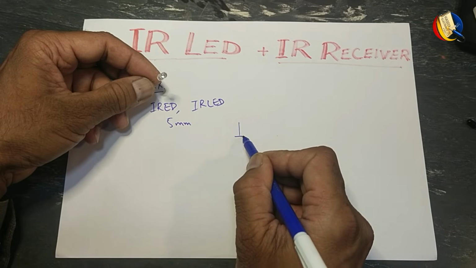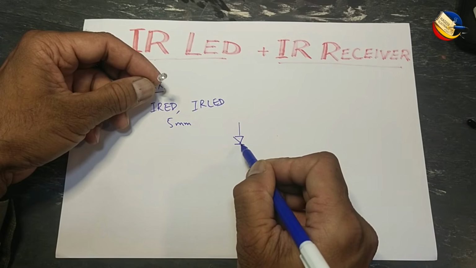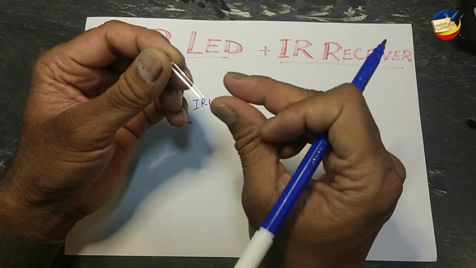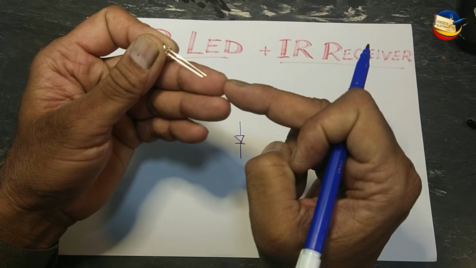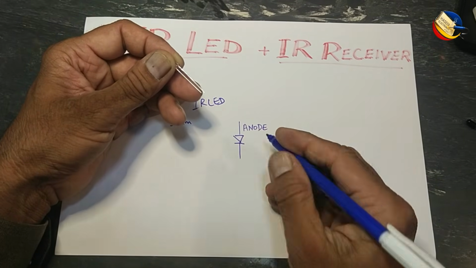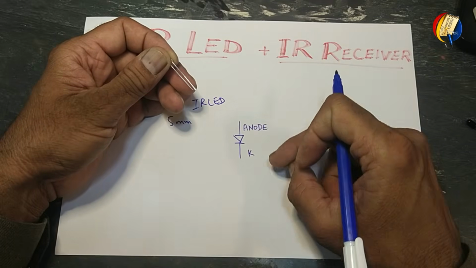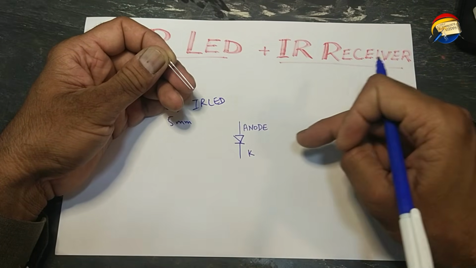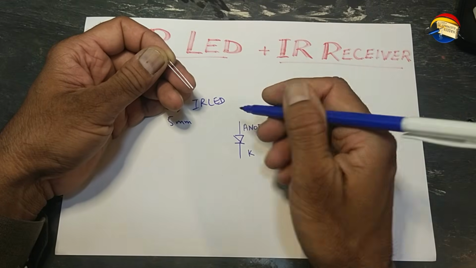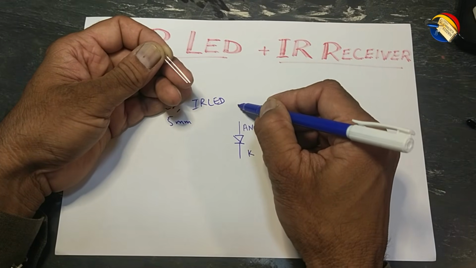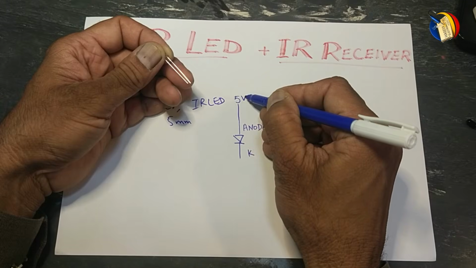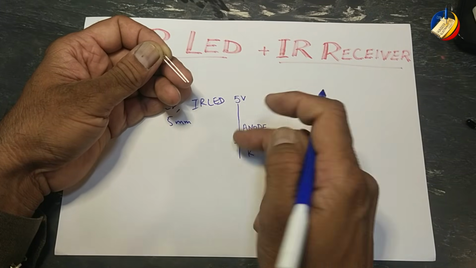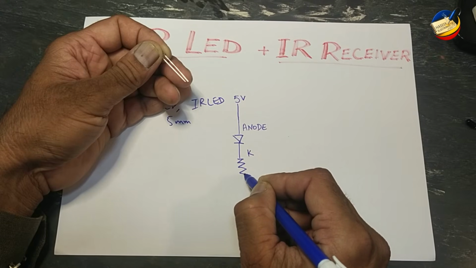We will connect the IR LED. The long lead is the anode pin, the short lead is the cathode. If we want to turn it on, we need a power supply, either a constant signal or any pulsed signal. Let's suppose I want to use 5 volts. I will need a resistor. We can connect the resistor at the cathode or anode, in series.